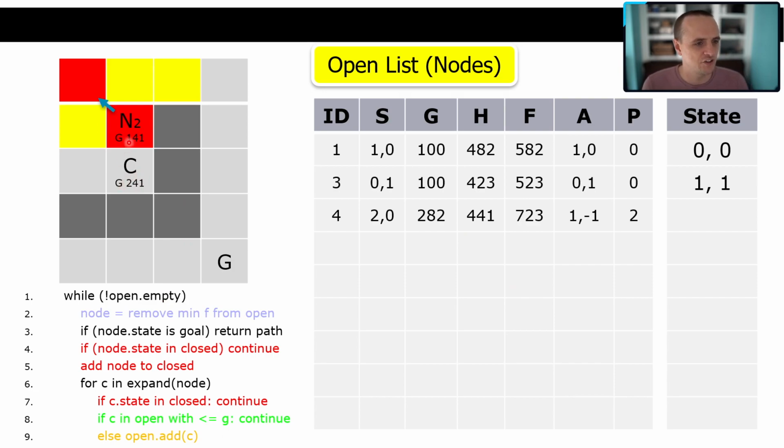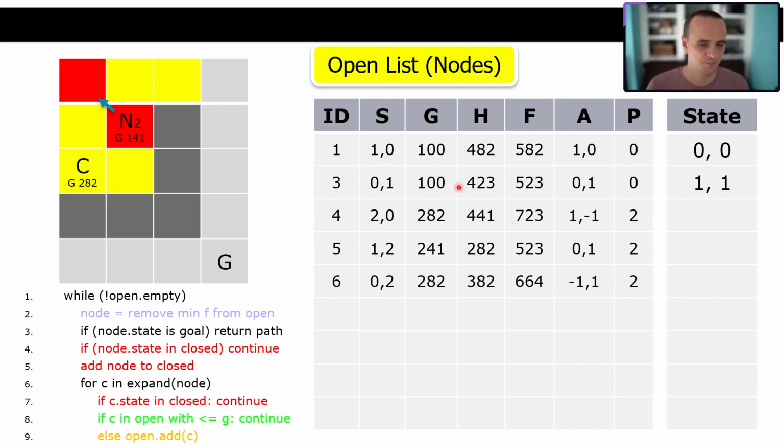The next child is going to be this one. The G cost of that child is going to be 241 because we go 100 from the 141 that we already did. And this one is not in the closed list and it's not in the open list, so we can just add it to the open list. Similarly with this one, this one is not in the closed list and it's not in the open list, so we can add it to the open list, okay?